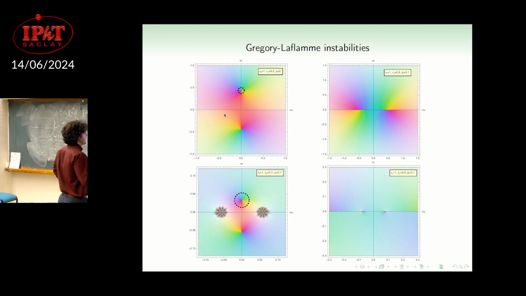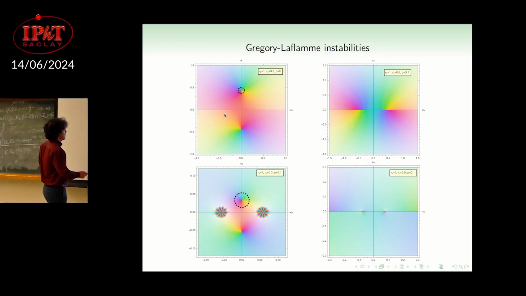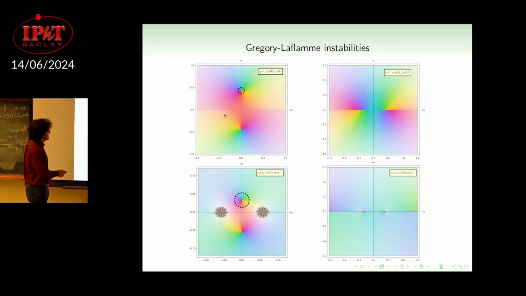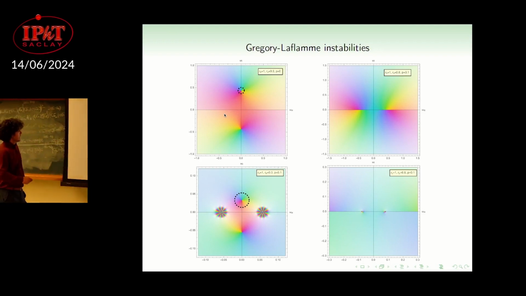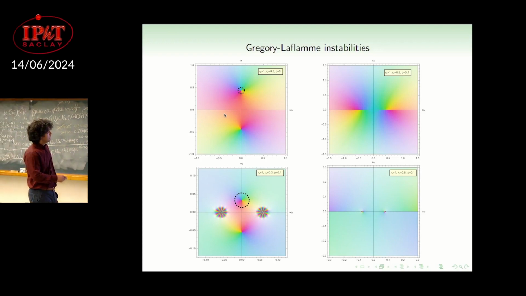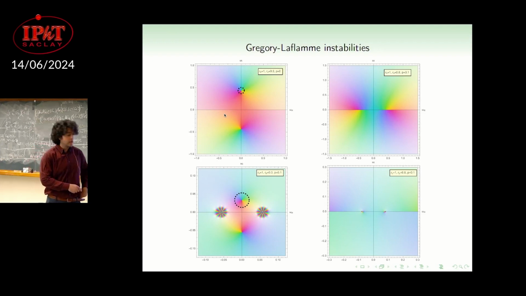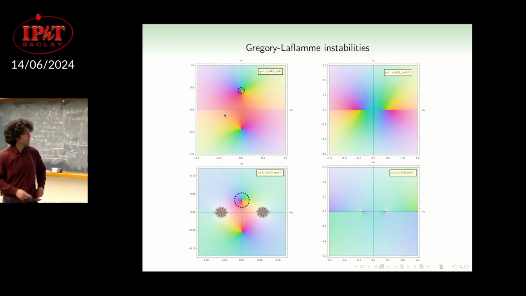Now let me focus my attention on the black string. RS is bigger than RB, because RS is 1 and RB is 3/10, so this is a black string. And outside the stability domain, because 2RB is smaller than 1, you have an unstable mode with positive imaginary part. And inside the stability domain, you have only stable modes.